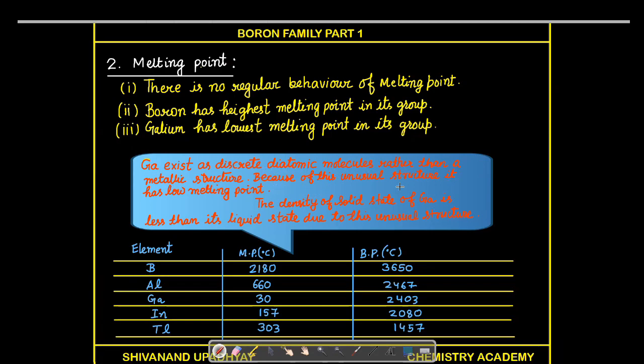And because of this unusual structure, the density in the solid state of gallium is less than that of the liquid state. Like we know about water, that water in the solid state has less density than water in the liquid state. Same for gallium. Gallium in the solid state has less density than in the liquid state, and this is because of its unusual structure where it exists as discrete diatomic molecules. So this boiling point is not very important for us.